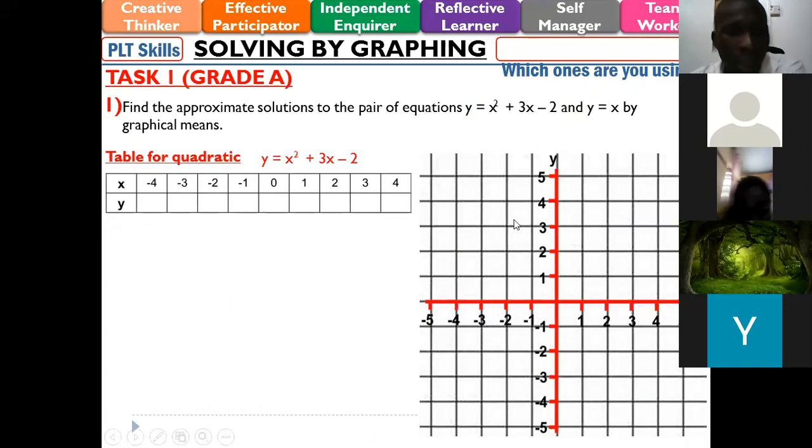Now, same as you were given earlier, you're given a quadratic equation as well as a linear equation. But the linear equation is given as y equals x. The quadratic equation is given as x squared plus 3x minus 2. Just as I said, you form a table of values for your x. Make sure you start from minus 3 to positive 3. That is minus 3, minus 2, minus 1, 0, 1, 2, 3. We can start from that. But in some instances, the range of values should be given to you.